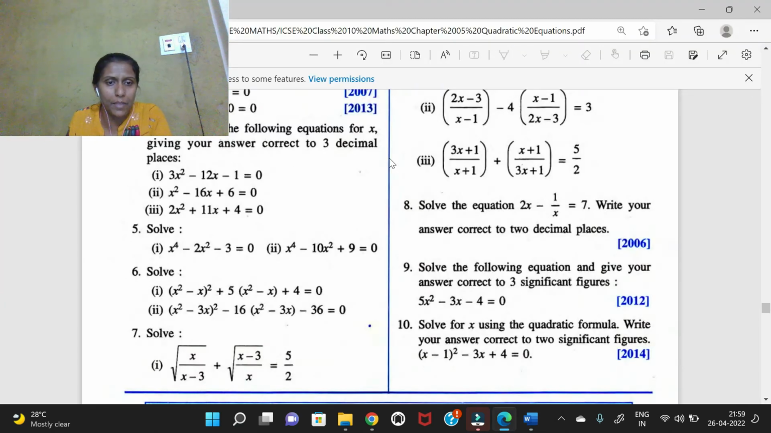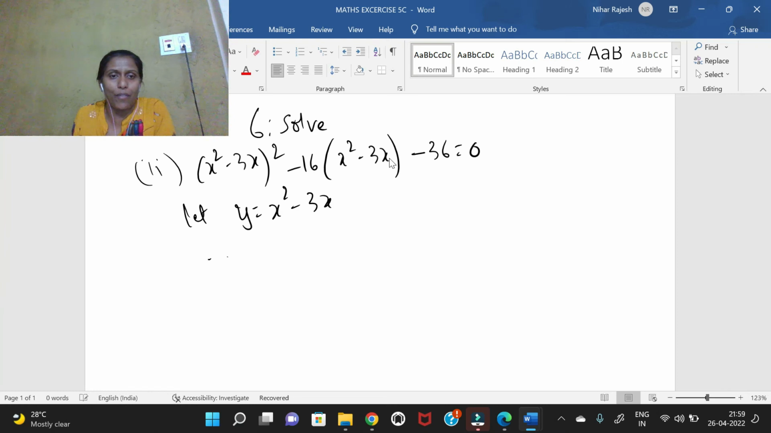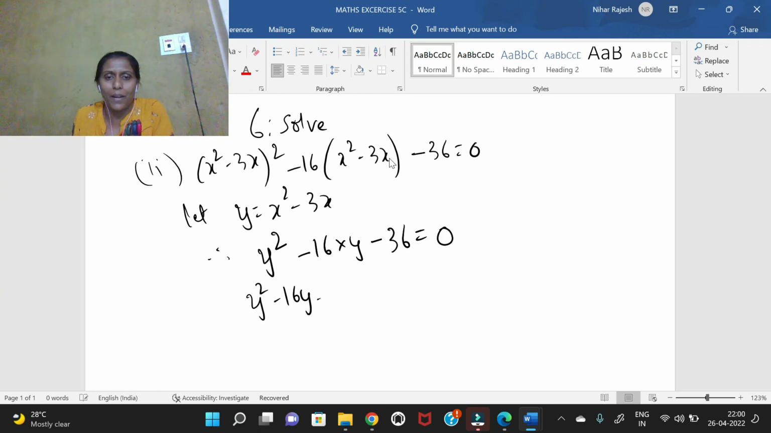Am I correct? Let me check back. x square minus 3x whole square minus 16 of x square minus 3x minus 36. Alright. Now what will I do? I will assign y to x square minus 3x. Let y is equal to x square minus 3x. Therefore, now look at the change happening here in the equation. y square minus 16 into y minus 36 is equal to 0. So, y square minus 16y minus 36 is equal to 0.